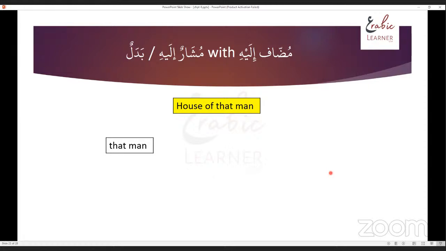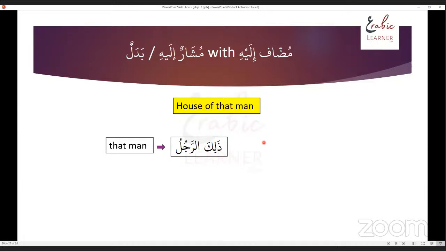Sister Najiba Sultana, why did you say Zalika Rajulun? Zalika Rajulun will become that is a man. Right? So, yes, the rest of the sisters and brothers wrote it correctly. So, Zalika Rajul. Okay, so we found out part of this. That man, we know the meaning of that.